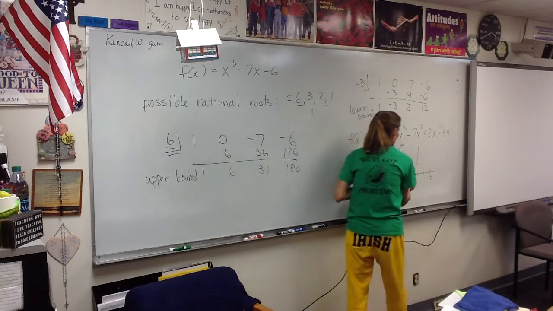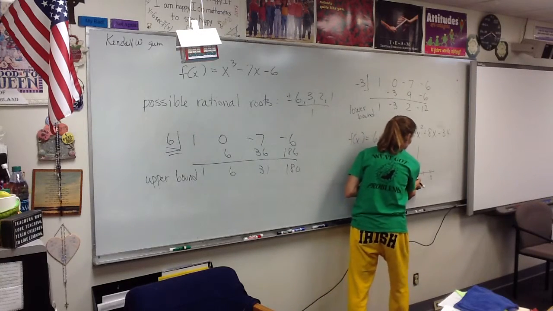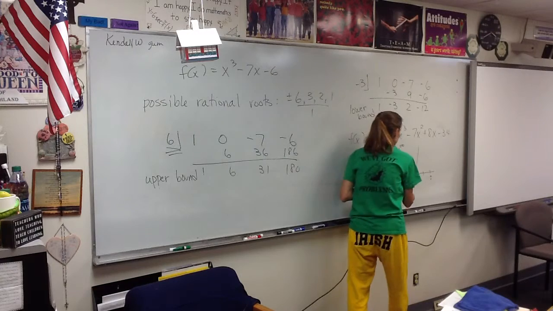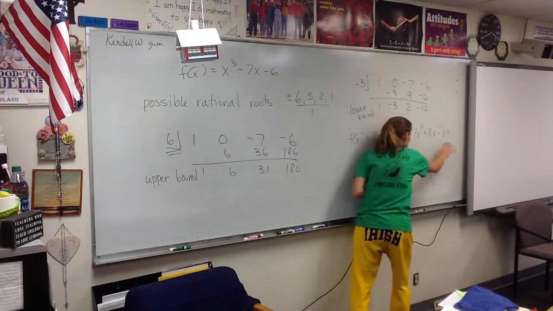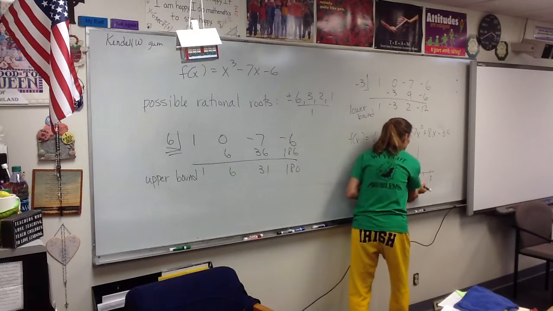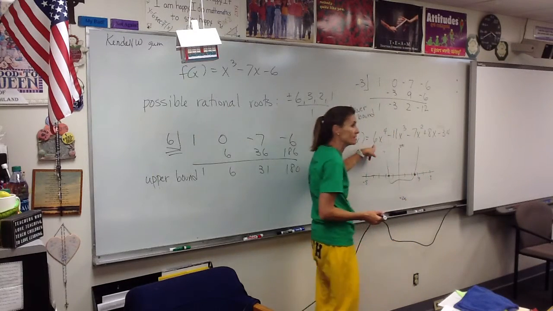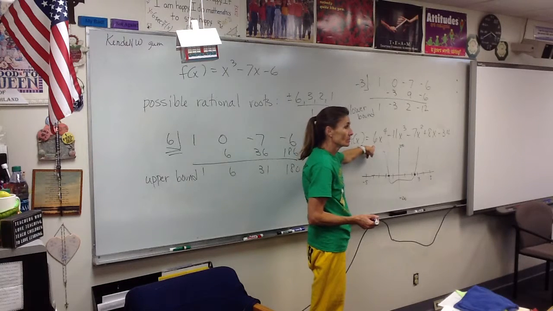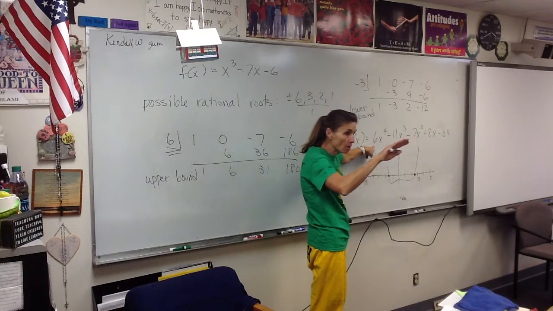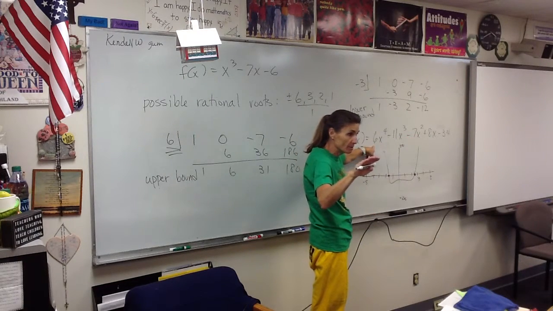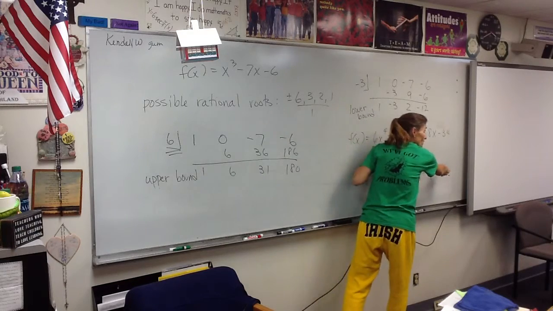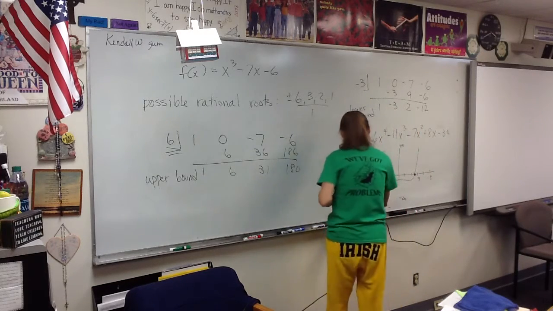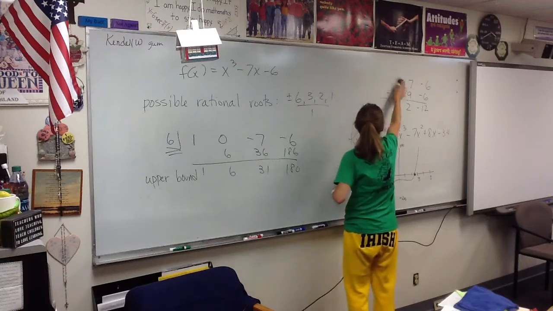Well, according to the picture, I have a root between 2 and 3. So if that is the only positive root, if there's nothing else out here, what should happen if I divide 3 into this? They should come out all positive, right? If they don't, what does that mean? There's another root out here somewhere potentially, right? So we need to do that division.